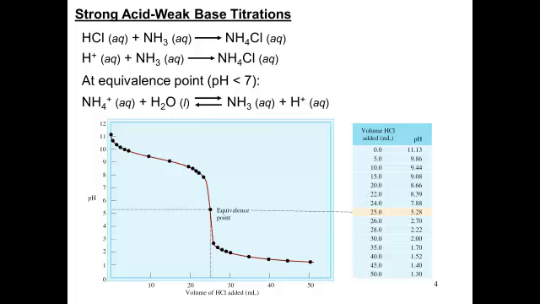The titration curve this time starts at a high pH. Since we have ammonia in the Erlenmeyer flask, we add this time hydrochloric acid, so the pH decreases until it reaches the equivalence point of 5.28.